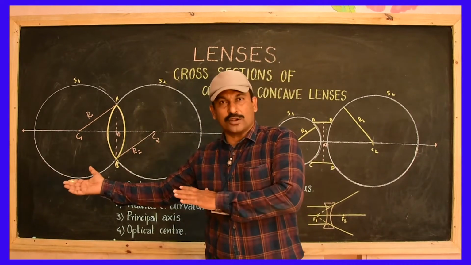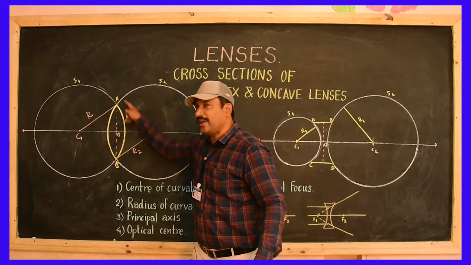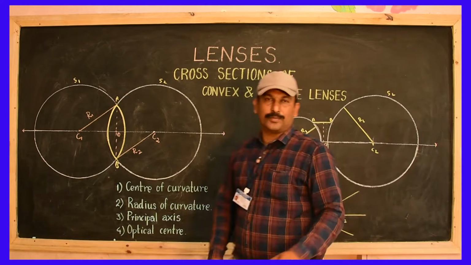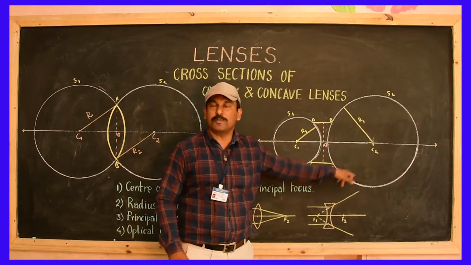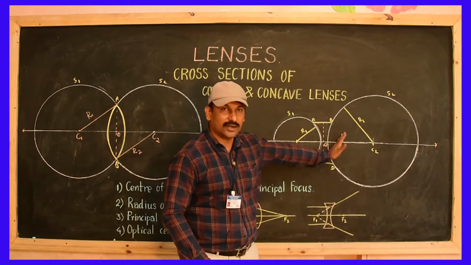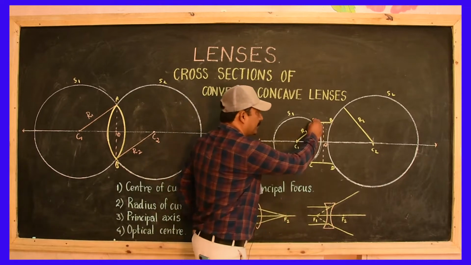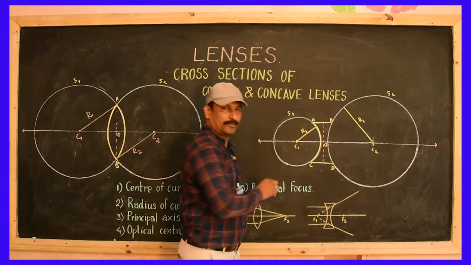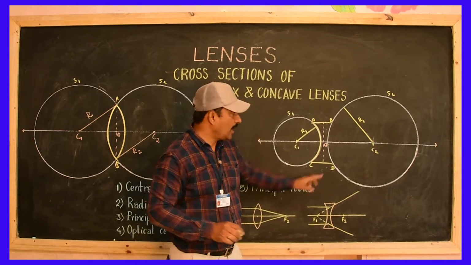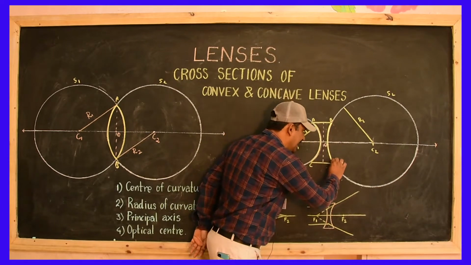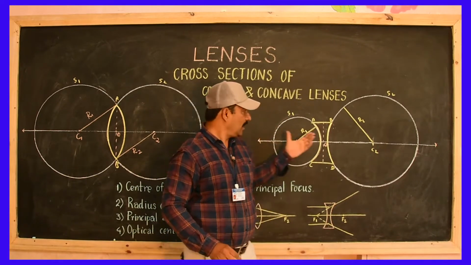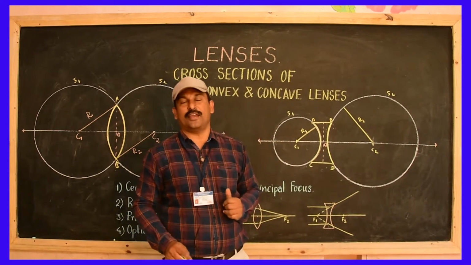Now to study these important terms, we should know how a convex lens is formed and how a concave lens is formed. Now here again we see there are two spheres, S1 and S2. Now these two spheres, the part AC of sphere S1 forms the part of the lens ABCD. And here this part BD is a part of this sphere S2, and it makes a concave lens.